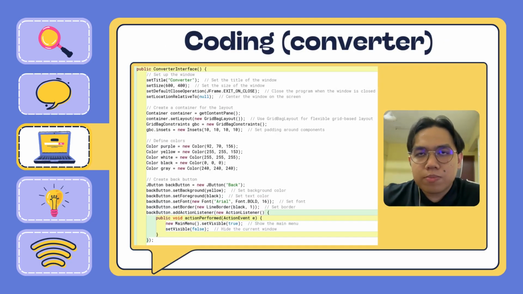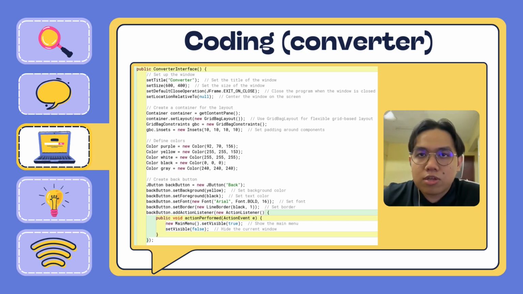Assalamualaikum, my name is Badrul Zaman. So I'm going to explain the coding for the converter. The first one, we have the ConverterInterface class, which sets up the graphical user interface. The next one is the window setup. We set the title of the window to Converter and set the size of the window to 600 pixels wide and 400 pixels tall. The set default close operation line ensures the program exits when the window is closed, and setLocationRelativeTo null centers the window on the screen.